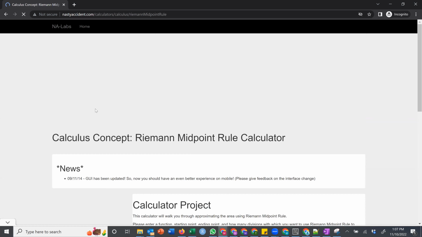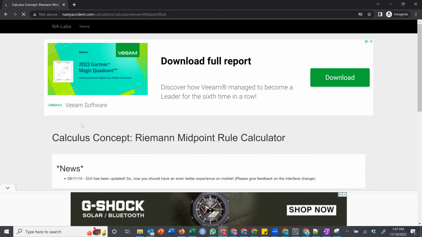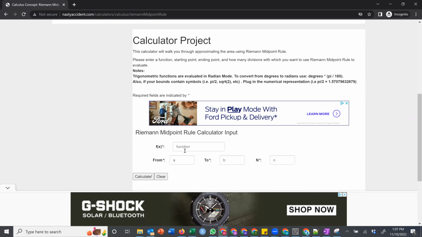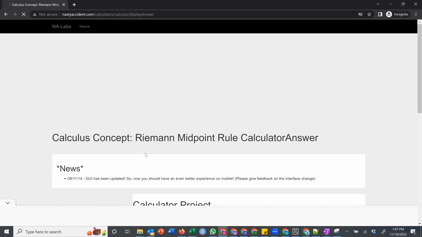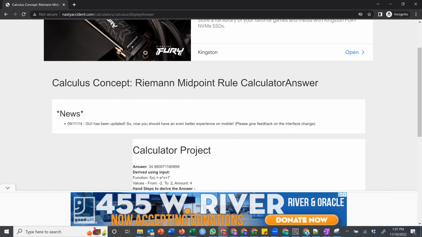And then the last one we need is midpoint. Same thing here, e to the x. I think this is the only problem with this one, so it's why I'm doing it this way rather than spending a lot of effort on it. So this one is 34.96. All right, let me go back to the other screen.